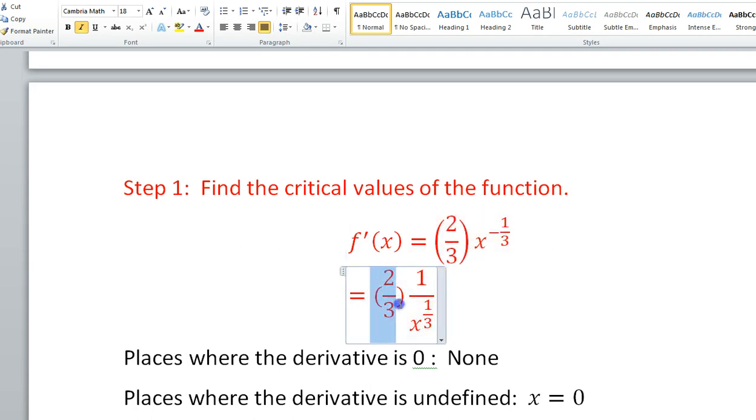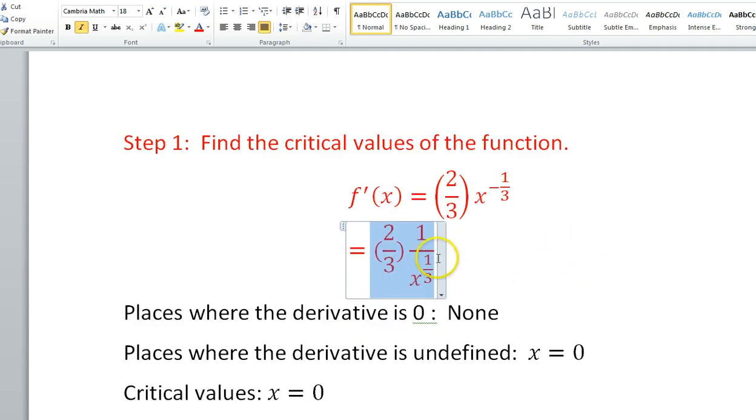Now take a look at this. There is no point in setting this equal to 0, because this will never be 0. The only way this can be 0 is for x to go to infinity. Can you see that? If you set it equal to 0, you get 1 equals 0, or 2 equals 0 or something like that, which is nonsense. So it is not 0 anywhere, but it is undefined at a certain point.